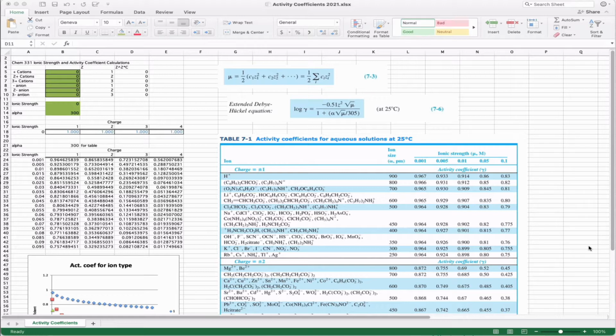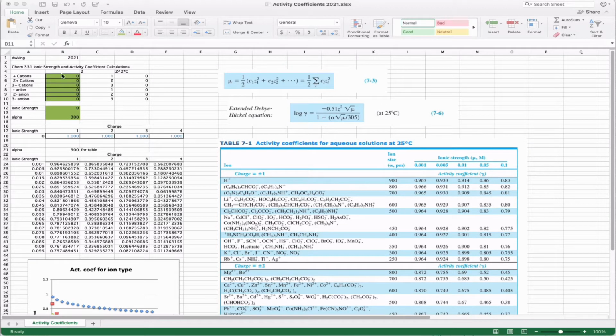So the first thing we're going to do is calculate the ionic strength, and I've set up a little table here where I've got cations, +1, +2, +3. So I'll just stick in the concentration of my sodium ion, 0.1. Notice the charge on sodium is 1, and I'm computing the ionic strength, which is 1/2 the sum of all ion concentrations times their charge squared. So there's the ion concentration, there's its charge, there's the concentration times charge squared.